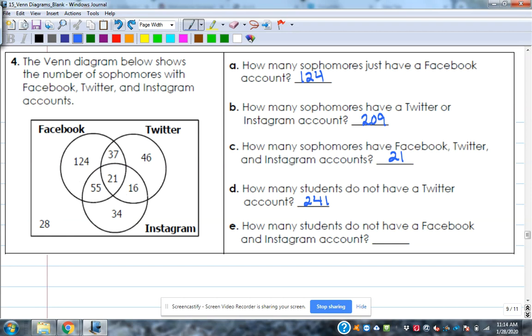E, how many students do not have a Facebook and Instagram account? 285. That's the right number. Wow. Do not have a Facebook and Instagram. So Facebook and Instagram is those folks, and those are adding up everything that's not in those. Easy stuff. Easy stuff.